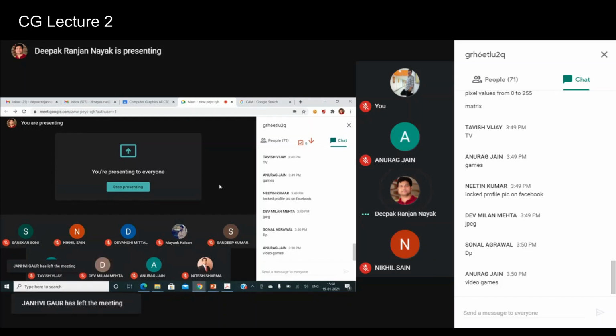Look at, all of you look at the chat box. So, logged profile picture in Facebook. Is this an example of non-interactive graphics? Do you think so?